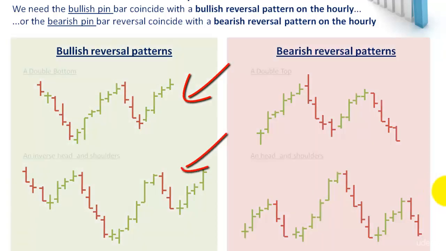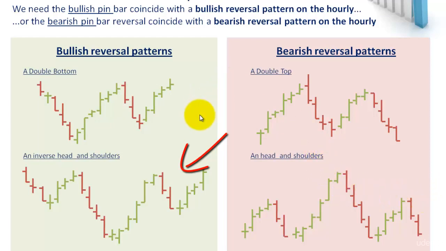Say, for example, if we're looking to go long off the back of a bullish pin bar reversal, we want to look at the hourly and see, okay, do we have a double bottom or an inverse head and shoulders? Conversely, if we're looking to go short, with our bearish pin bar, we'd want to see a double top or a head and shoulders formation, as these are bearish reversal patterns. And if we've got, say for example, a pin bar reversal on the daily and a bearish reversal pattern on the hourly, this is known as time frame confirmation.